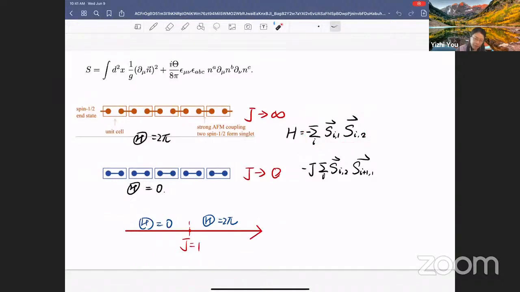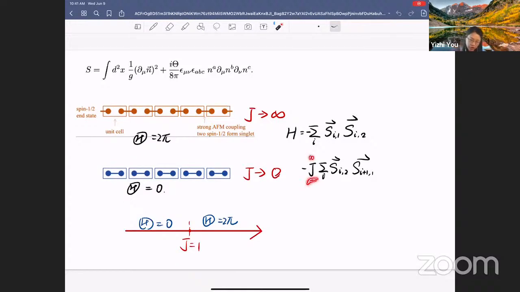So when the inter-unit cell Heisenberg interaction dominates, then we just have something like a Haldane chain or AKLT chain, which corresponds to theta equal 2 pi, and it has a protected spin 1/2 edge state. On the other side, if the intra-unit cell Heisenberg interaction dominates, then we just have a trivial chain because the two spins pair into a singlet. This is almost equivalent to a spin zero chain with no entanglement between any unit cell. And this corresponds to a nonlinear sigma model with theta equal 0. So it's just a fluctuating O(3) rotor.